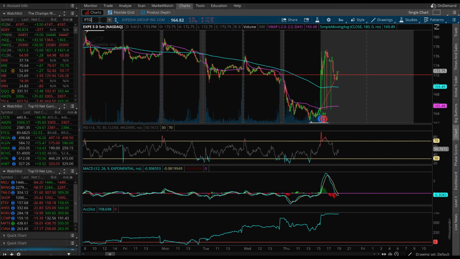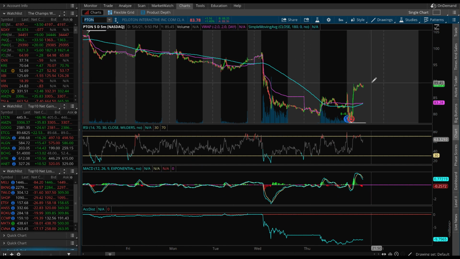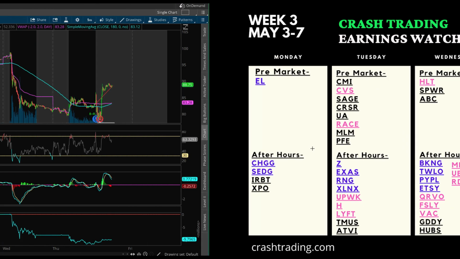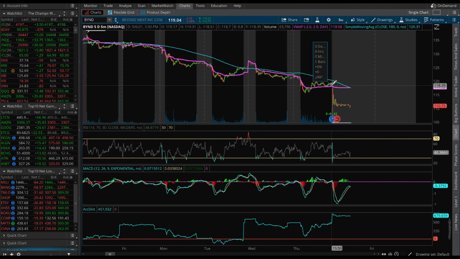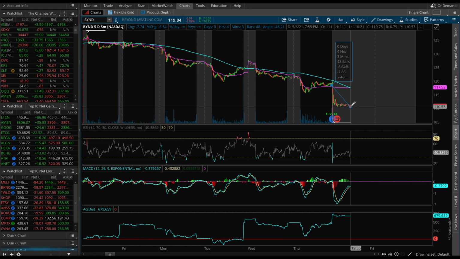Next thing we're going to look at is Peloton. Now, obviously, they just sold off hugely after their treadmill issue and recall. That being said, you can see Peloton is up about 6.9%. That's a lucky number, isn't it? And then we've got BYND gapping down over 10 points, I believe, last time I checked. Yep, that's down about 6.6%.